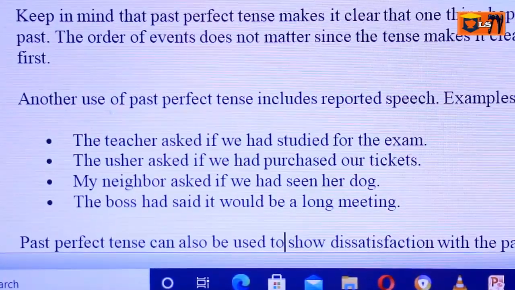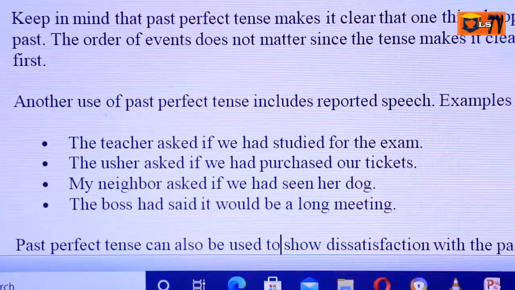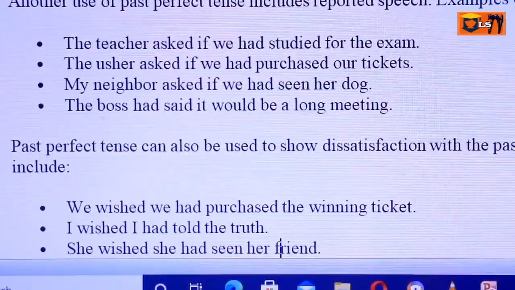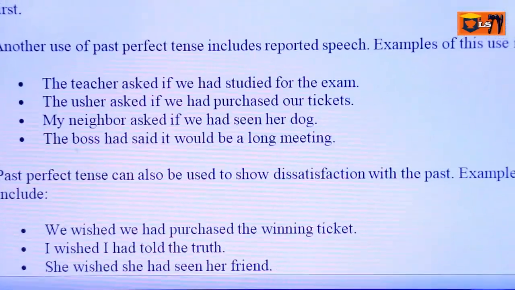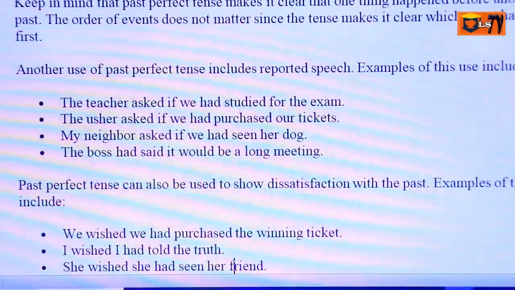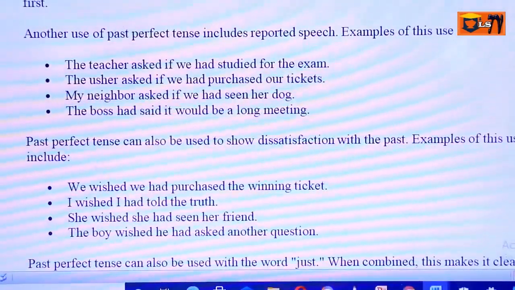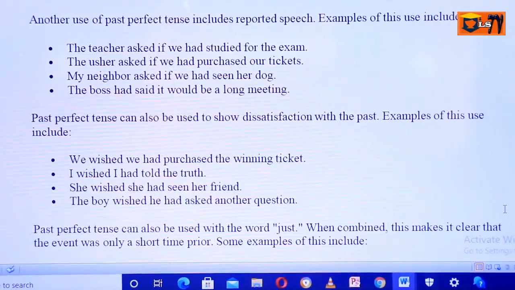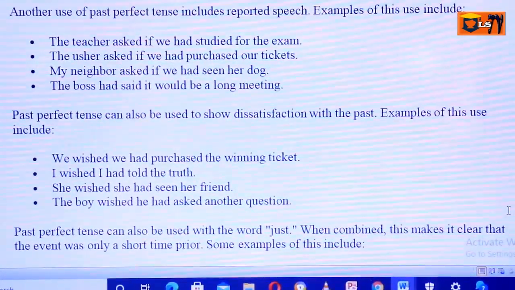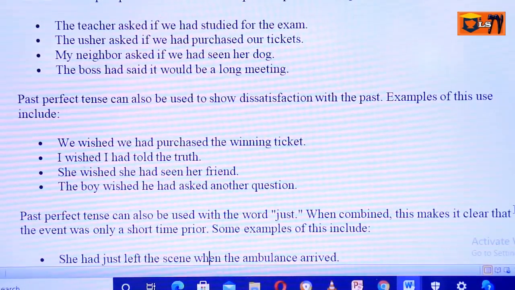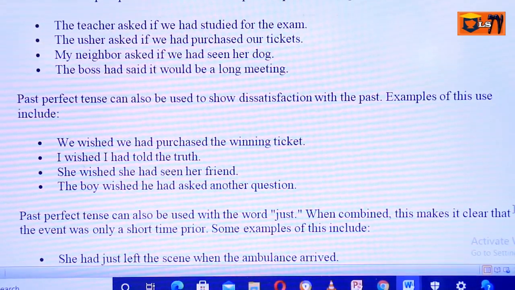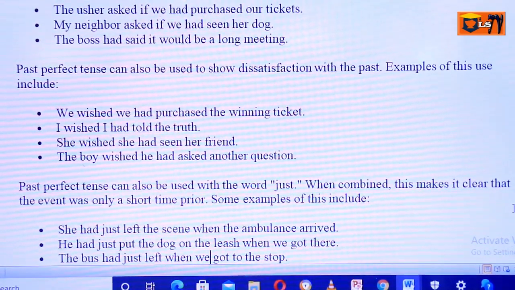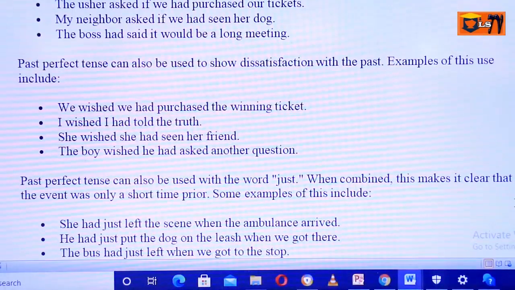The boss had said it would be a long meeting. Past perfect tense can also be used to show dissatisfaction with the past. Examples of this tense include: we wished we had purchased the winning ticket. I wished I had told the truth. She wished she had seen her friend. The boy wished he had asked another question. All the examples show that one action took place before another action.